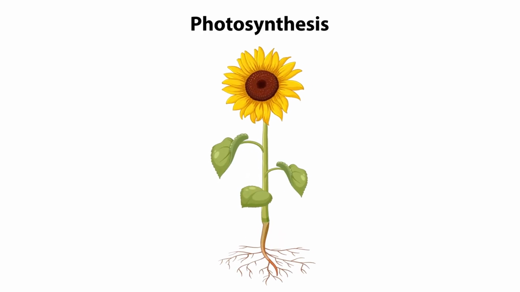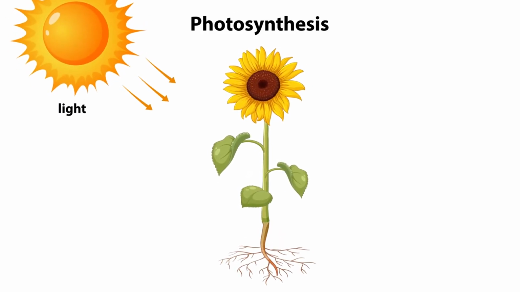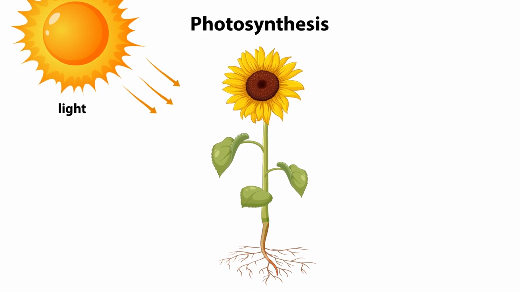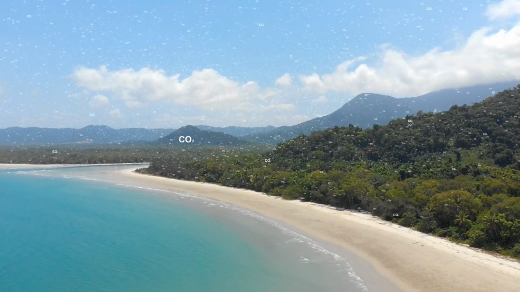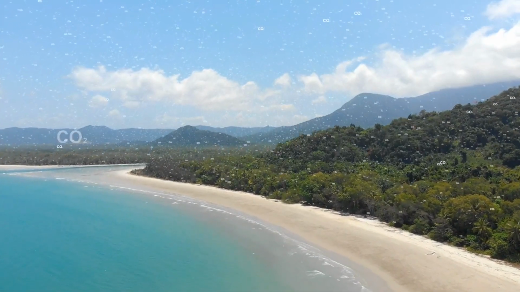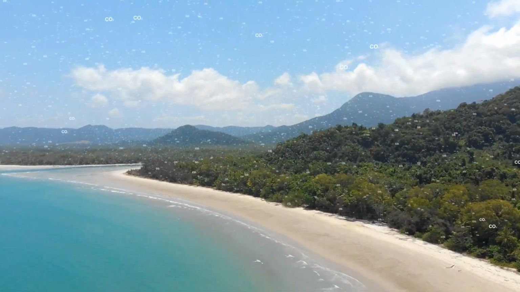During photosynthesis, plants convert sunlight, water, and carbon dioxide into glucose, a type of sugar that gives them energy, and release oxygen into the air. This process not only feeds the plant but also supports life on Earth by providing oxygen.